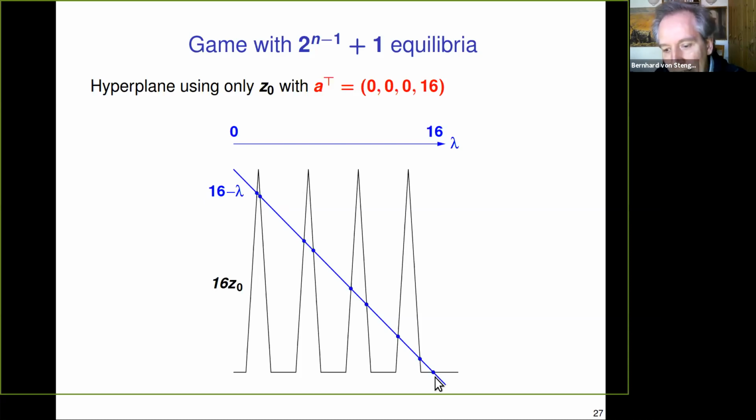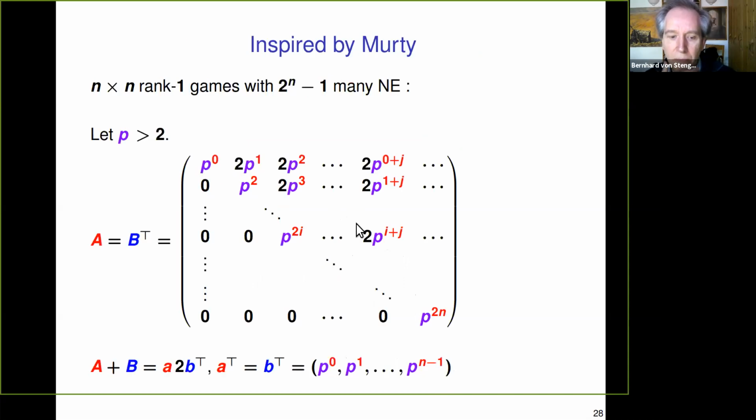Anyhow, you get here 9 equilibria. This is straightforward for Murty, and it turned out that you can do this from his construction. Then, inspired by his work, I found a game which actually has even 2 to the n-1 equilibria. So in a 4x4 game, it would have 15, not just 9 equilibria.